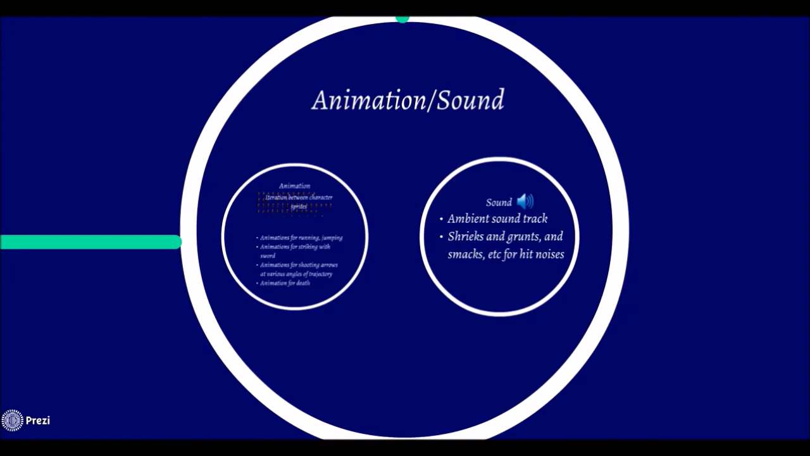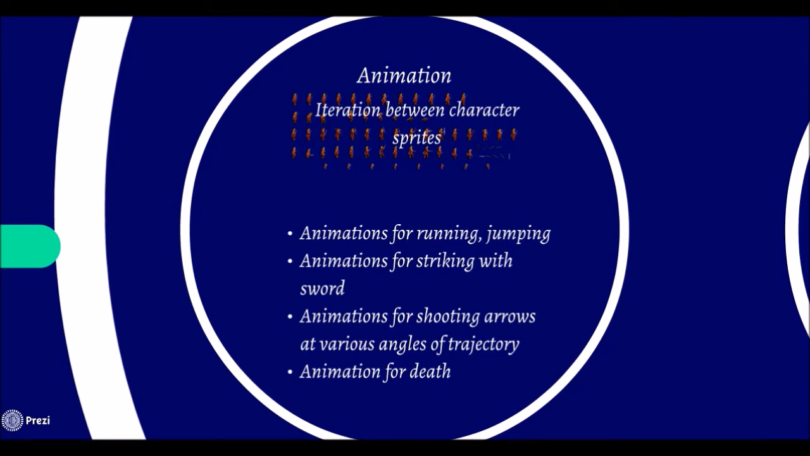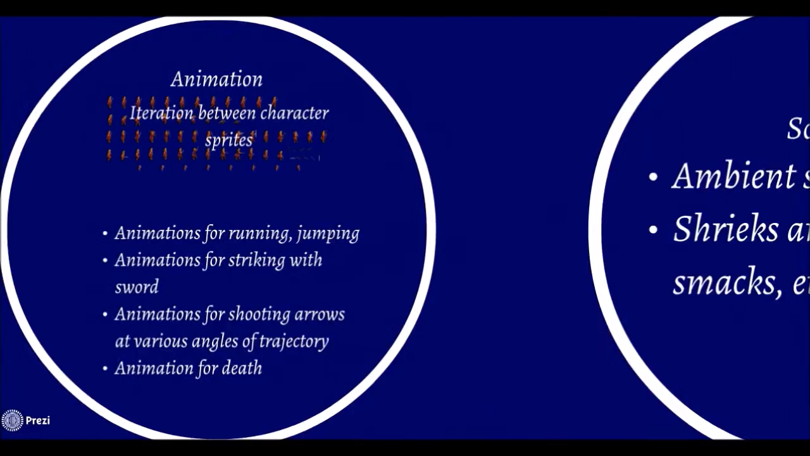Hi everyone, this is Rajiv Mancharamo from the Gold Team, and I will be doing animation and sound. For animation, I will be doing iteration between character sprites, and this is going to help me achieve animations for running, jumping, striking with sword, shooting the arrows at various angles of trajectory, also animation for death and other appropriate animations that will be iterated between the sprites as needed.